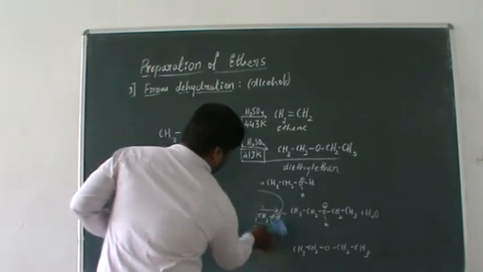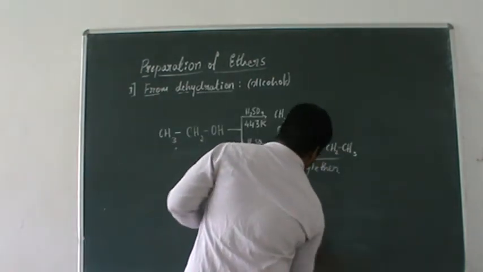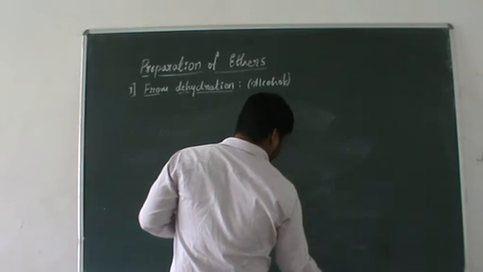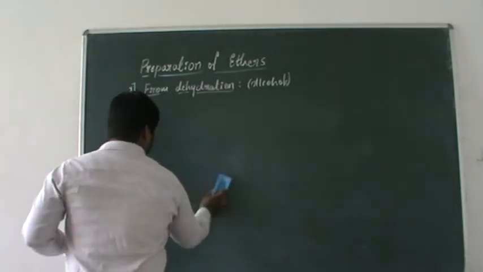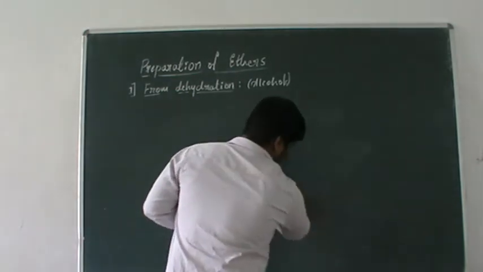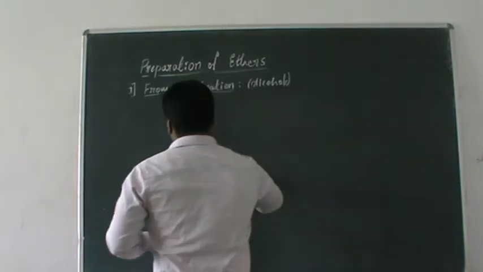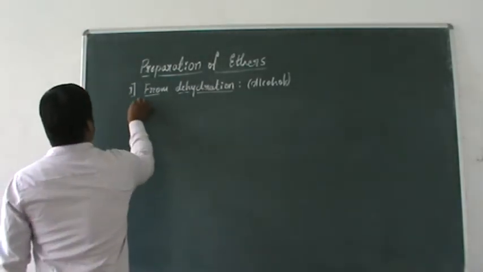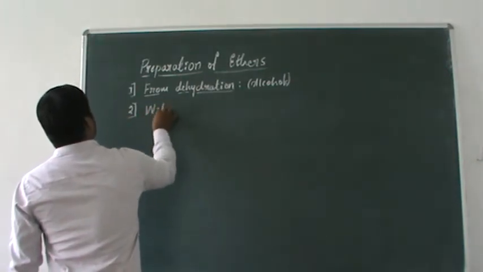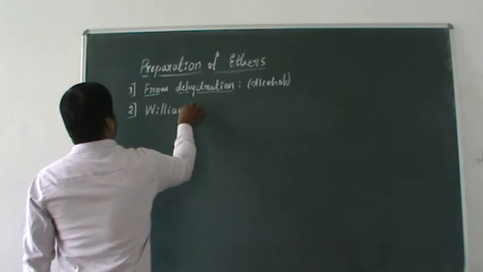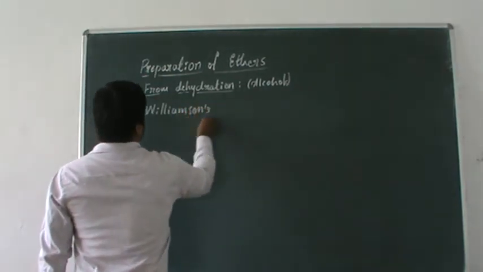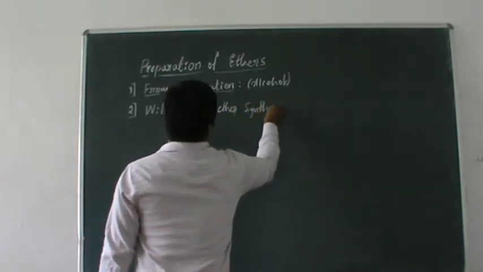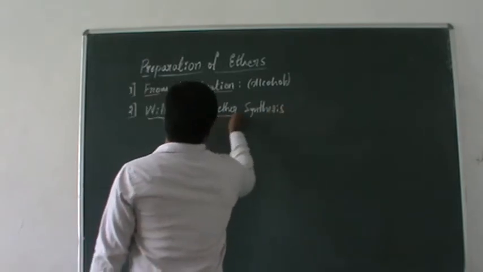This is the reaction mechanism and the first method of preparation of ethers. Let us move on to the second method of preparation of ethers. The second method is the laboratory preparation of ether, and it is a named reaction. It is known as Williamson ether synthesis.